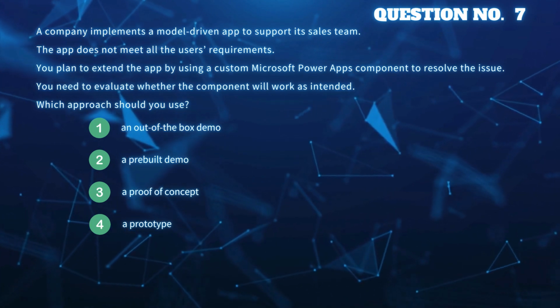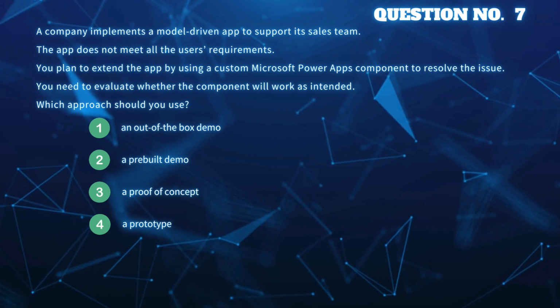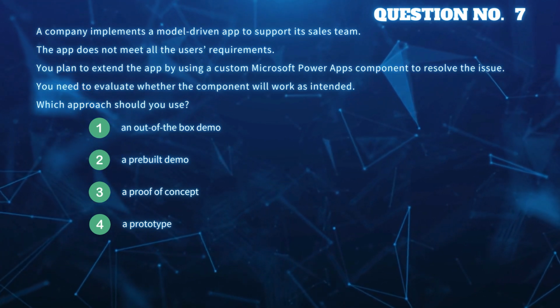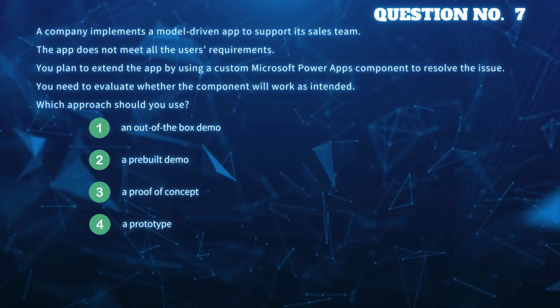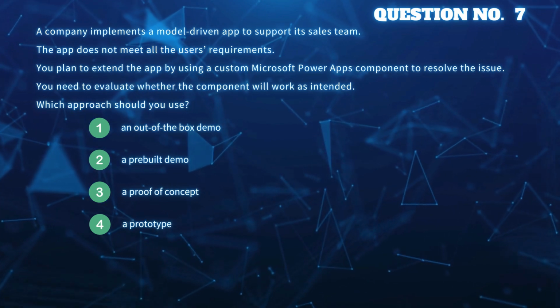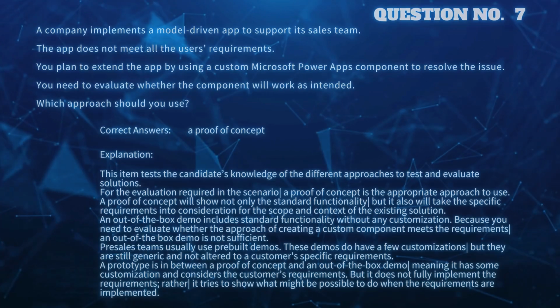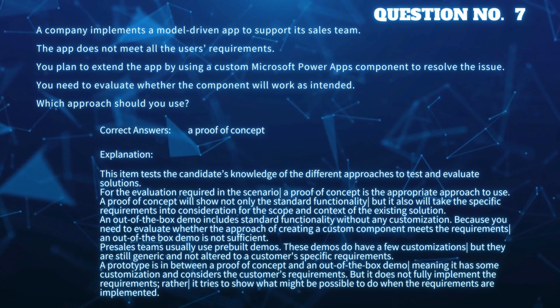Option 1, an out-of-the-box demo. Option 2, a pre-built demo. Option 3, a proof of concept. Option 4, a prototype. Correct answers: a proof of concept.